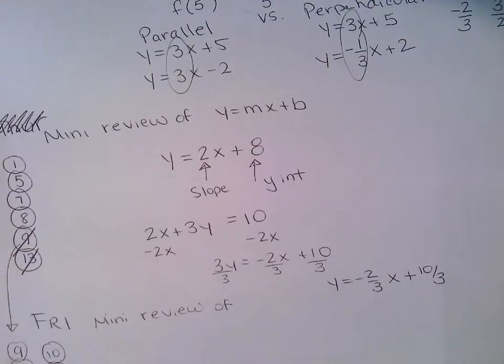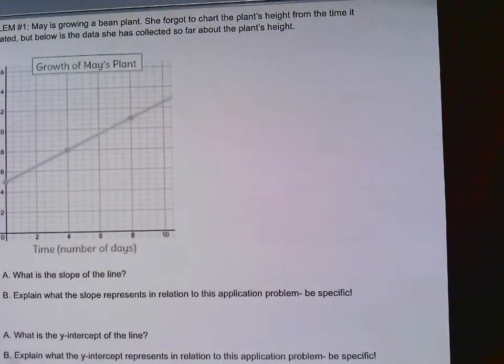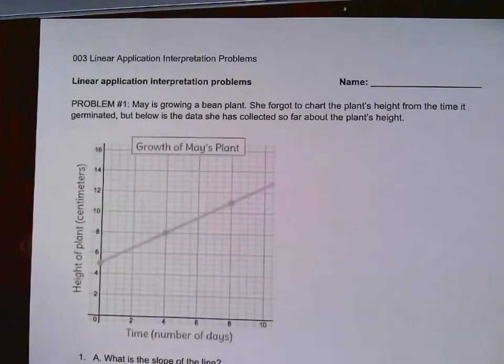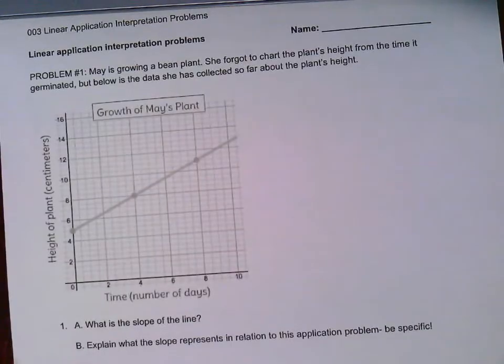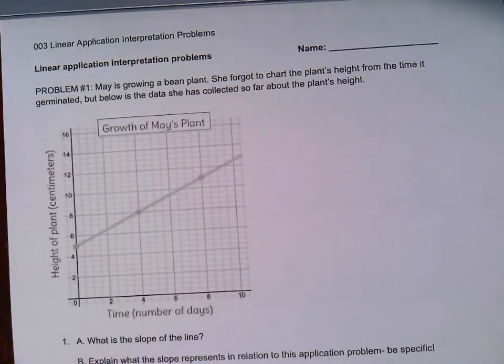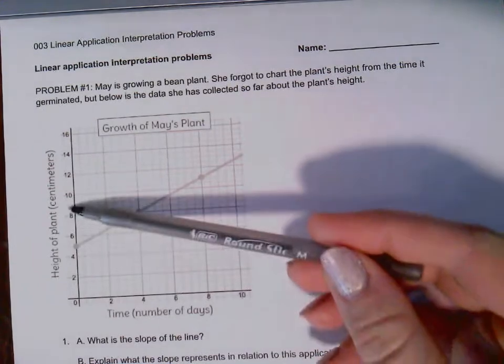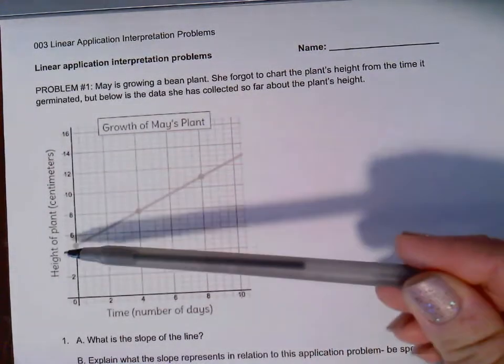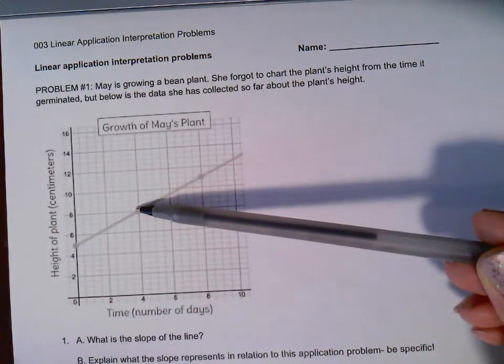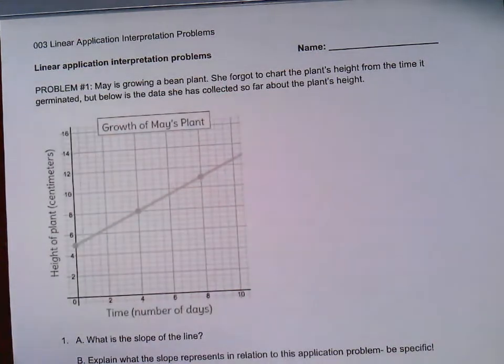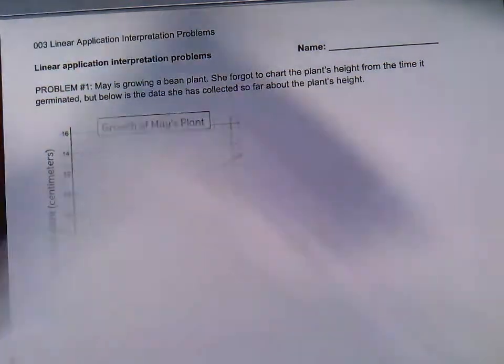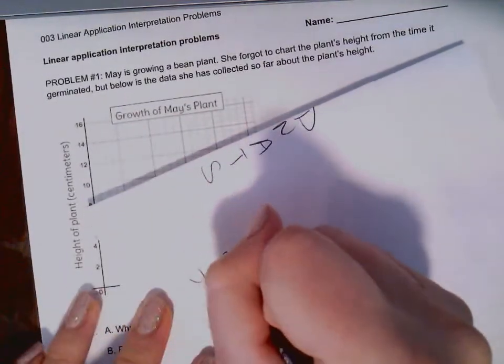And so in our question here about May's plant, writing an equation to fit the line, we said the slope was 3/4. So it's going to be y equals 3/4 x and then plus 5 because the y-intercept was 5. So y equals 3/4 x plus 5.